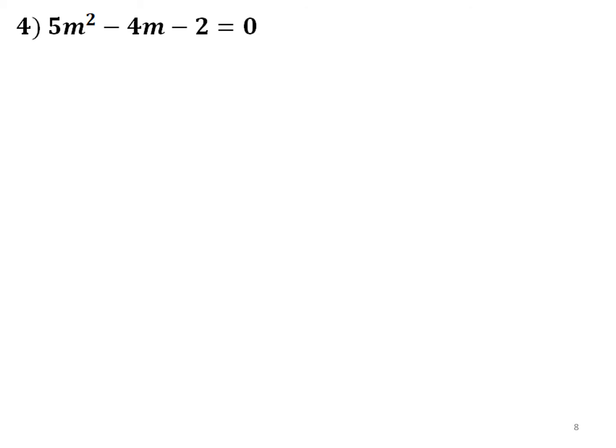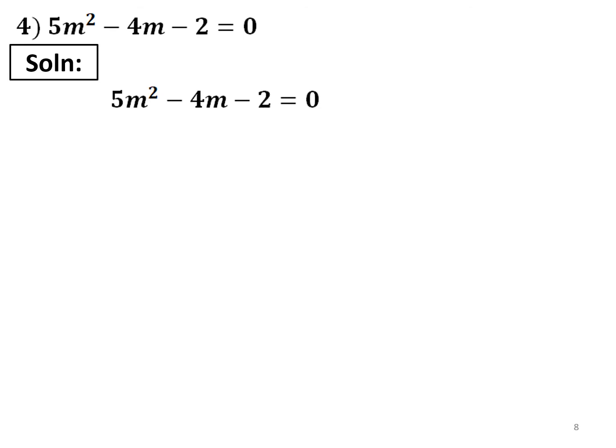The fourth question, 5m square minus 4m minus 2 is equal to 0. Comparing with the general equation, the values of a, b and c are a is equal to 5, b is equal to minus 4 and c is equal to minus 2. Yes, what is the next step now? The next step is nothing but finding the value of b square minus 4ac.